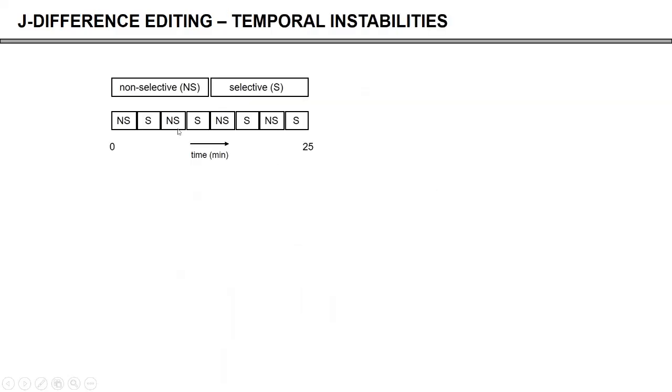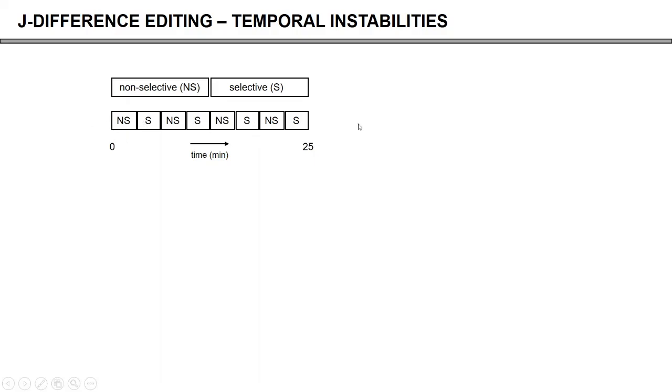Other practical considerations relate to temporal instabilities. Normally we're editing for relatively low concentration metabolites and we need to average for quite a long time, let's say 25 minutes. Now we need to do 2 experiments, a non-selective experiment and a selective experiment. You can do it like this, 12.5 minutes of one, 12.5 minutes of the other. But that is the bad way of doing it. The better way would be to do it very fast, let's say 30 seconds of one, 30 seconds of the other, 30 seconds then, etc.